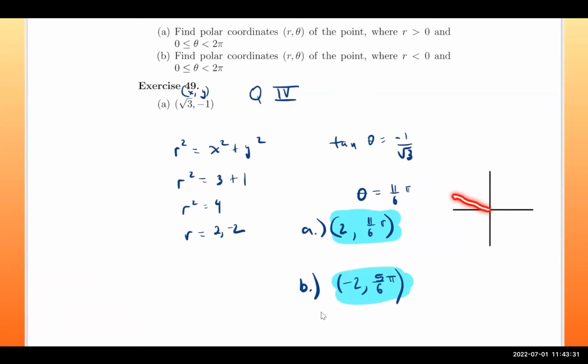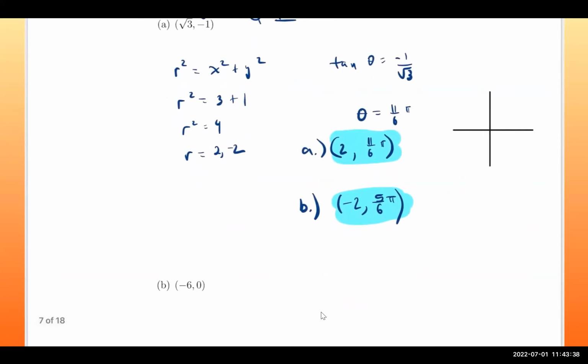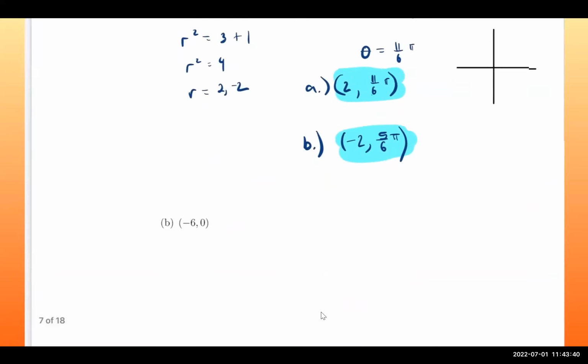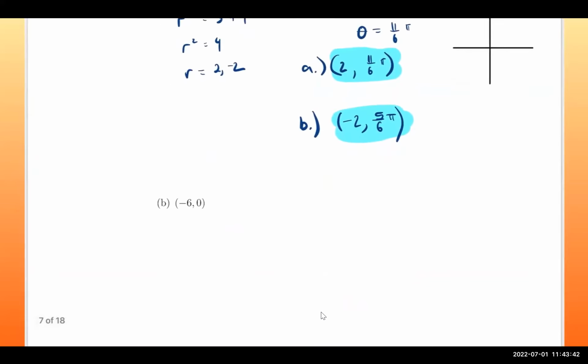All right, that is the final answer. So once again, angle 5/6 pi is this way, but since it's -2, that means you're going to go in the opposite direction, which would put you right there, which is where you need it to be. So that is the final answer.